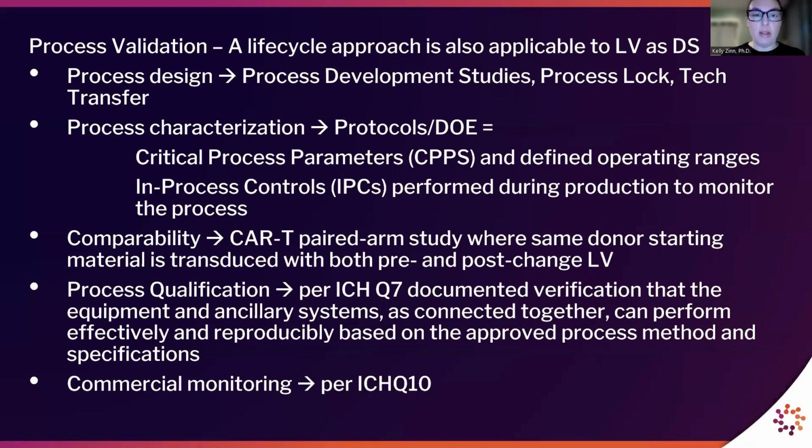Another step in process validation is process qualification, and process qualification also needs to be carried out for viral vector via PPQ runs. Process performance qualification runs show that the equipment and the ancillary systems together can perform effectively and perform reproducibly based on executing to approved batch records and specifications. And finally, viral vector also needs to be monitored even after commercial approval of the corresponding CAR-T product.